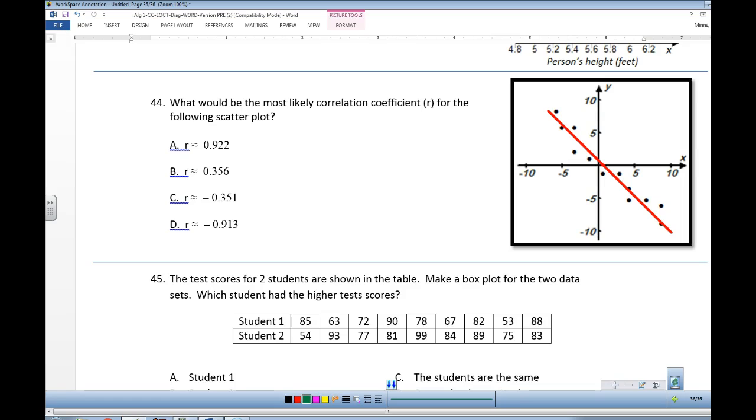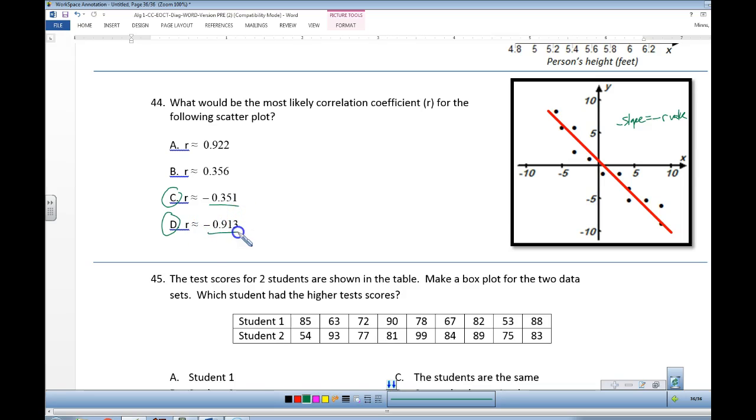So the first thing we need to talk about is its slope. Is this sloped up or is this sloped down? Well, as we go from left to right, it goes down, so that's a negative slope. Negative slope equals negative R value. So which of these have negative R values? C and D. So it's either C or D. Now we just have to look at the numbers. We have 0.351 and 0.913.